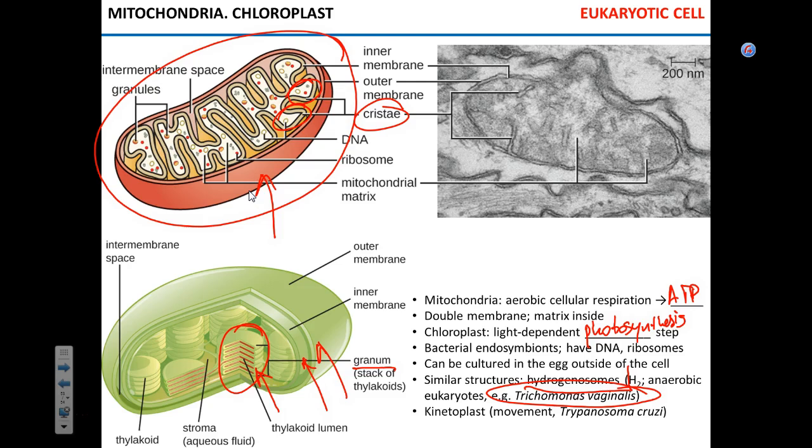We can use them. Some microbes have a kinetoplast, which is actually responsible for movement. The example of the microbe that has it is Trypanosoma cruzi, the causative agent of Chagas disease. If you donate blood and you go through the questionnaire before donating blood, I did donate blood, one of the questions is, did you ever have Chagas disease? So they ask you if you had Trypanosoma cruzi infection.